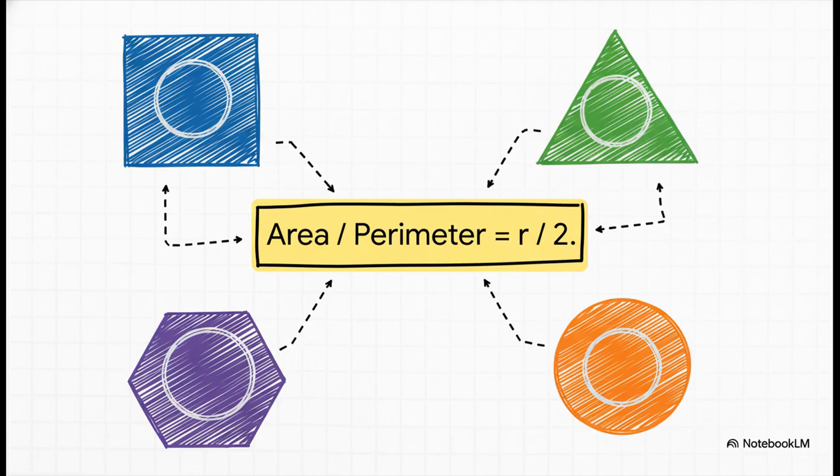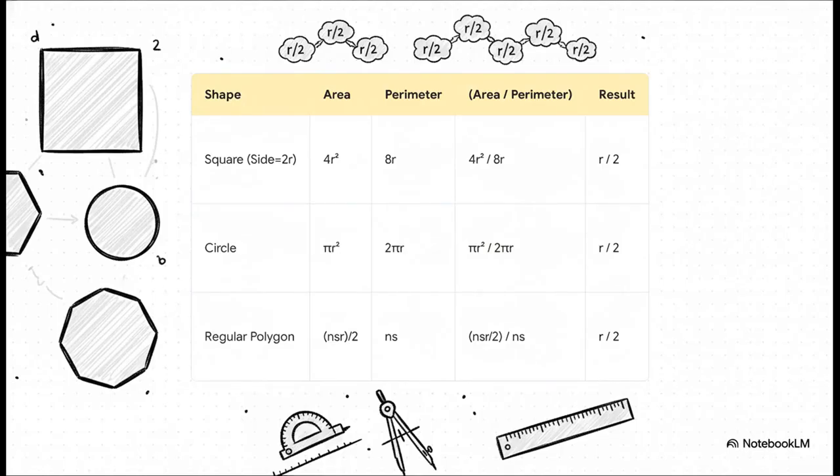It's like the one formula to rule them all. And the crazy thing is, the math works out perfectly every single time. Look at this table. It doesn't matter if it's a square, a circle, or any regular polygon. When you plug in the formulas for area and perimeter, it always simplifies down to R over 2. Now, what's really cool is why this works.